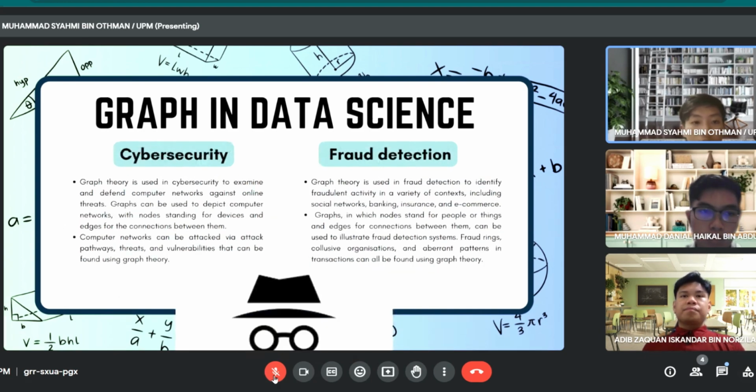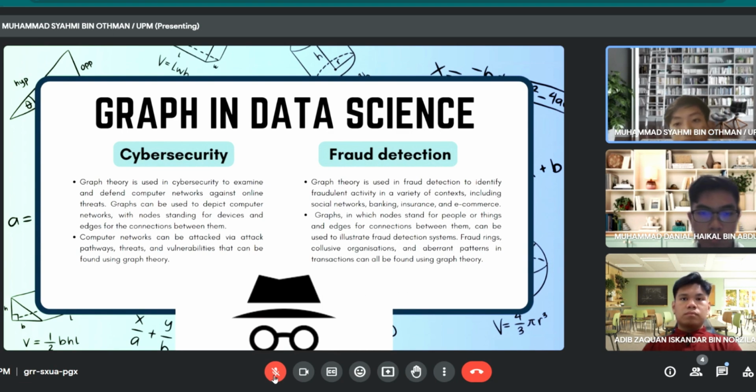The third one is cybersecurity. Graph theory is used in cybersecurity to examine and defend computer networks against online threats. Graphs can be used to depict computer networks, with nodes standing for devices and edges for the connections between them. Computer networks can be attacked via attack pathways, and threats and vulnerabilities can be found using graph theory.